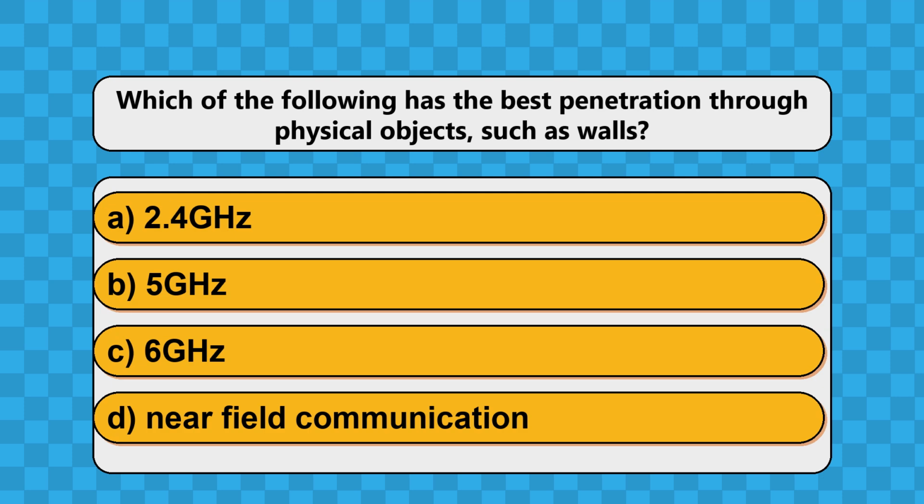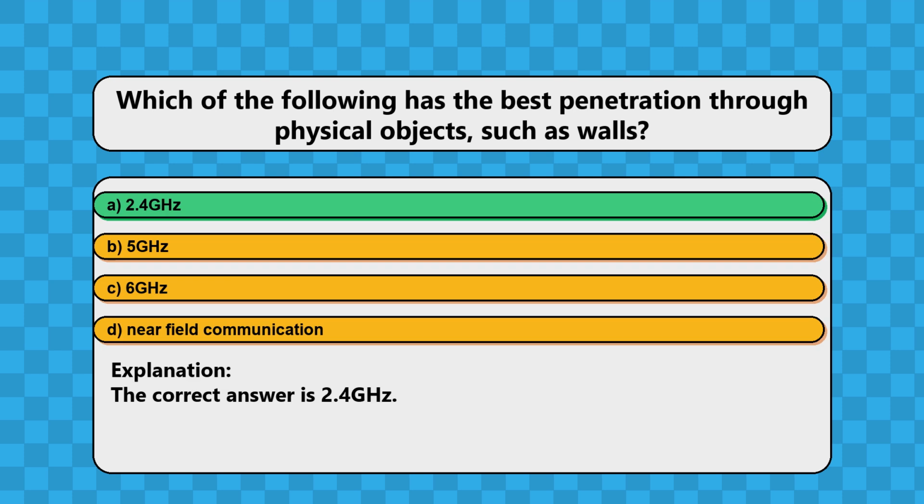Question 25. Which of the following has the best penetration through physical objects, such as walls? Option A, 2.4 GHz. Option B, 5 GHz. Option C, 6 GHz. Option D, near-field communication. The correct answer is option A, 2.4 GHz.